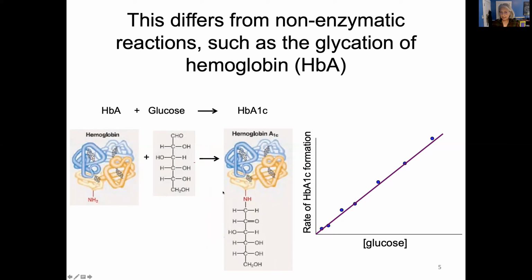So this reaction, again, there's no enzyme. And if we look at the kinetics of this, so the rate of product formation, the rate of the reaction versus the substrate concentration here, glucose, we see it's a linear rate. It does not saturate, just keeps going up at the same rate, okay, because it's just dependent on the concentrations of glucose and hemoglobin, and there's no enzyme active site. Okay, so no enzymes involved, and you see no saturation kinetics.